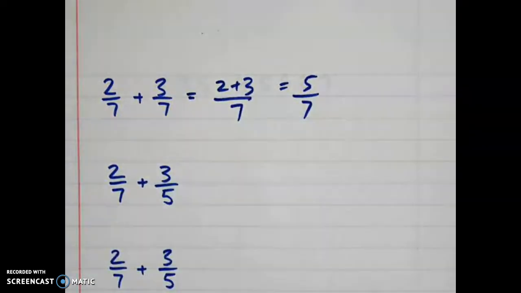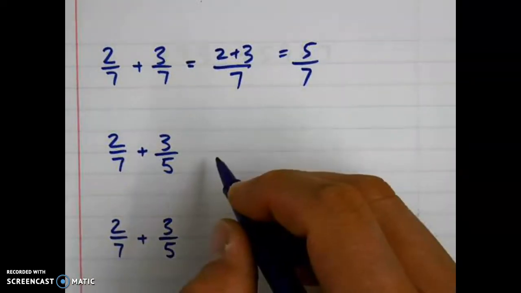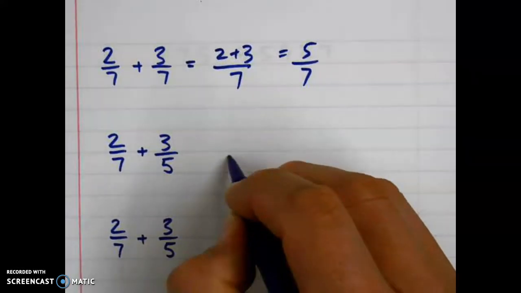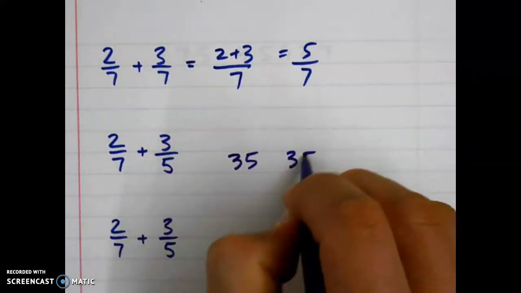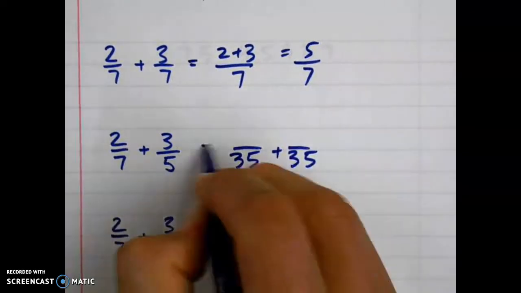Easy, right? Okay, so when you have 2 sevenths plus 3 fifths, go ahead and copy that one down. 2 sevenths plus 3 fifths. I'm going to show you two different methods. The first method is to find the LCD, the lowest common denominator. And the lowest common denominator of 7 and 5 is 35.